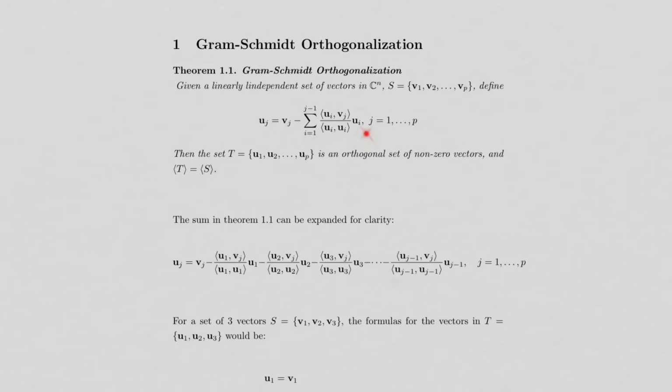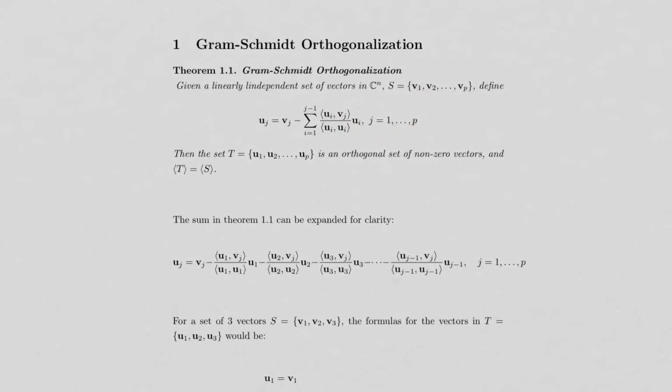If we look at this formula for a minute, we can see that u sub j is equal to v sub j minus this sum where i goes from 1 to j minus 1, and we take the inner product of u sub i with v sub j, divide it by the inner product of u sub i with itself, and multiply all of that times u sub i. Notice that the numerator is a scalar, the denominator is a scalar, so this whole thing is a scalar times u sub i, and we do this for j going from 1 to p.